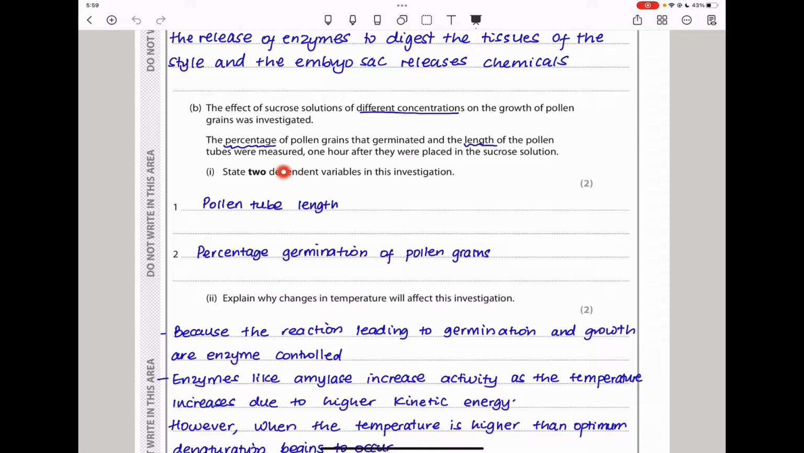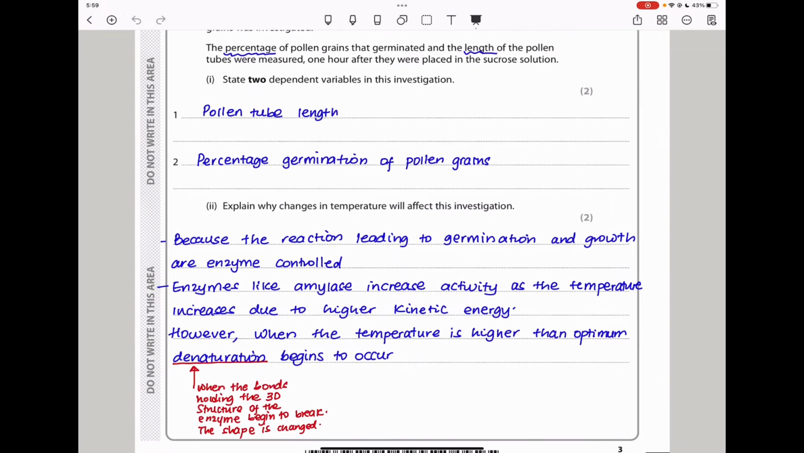The dependent variables are the result of the change. When the change occurs, the different concentration, this is going to be the independent variable. The result when that change is made is going to be the dependent variable. So when we change the concentration of a sucrose solution, we're going to observe a change in the percentage of the pollen grains that germinate as well as the length of the pollen tubes. So these should be the dependent variables.